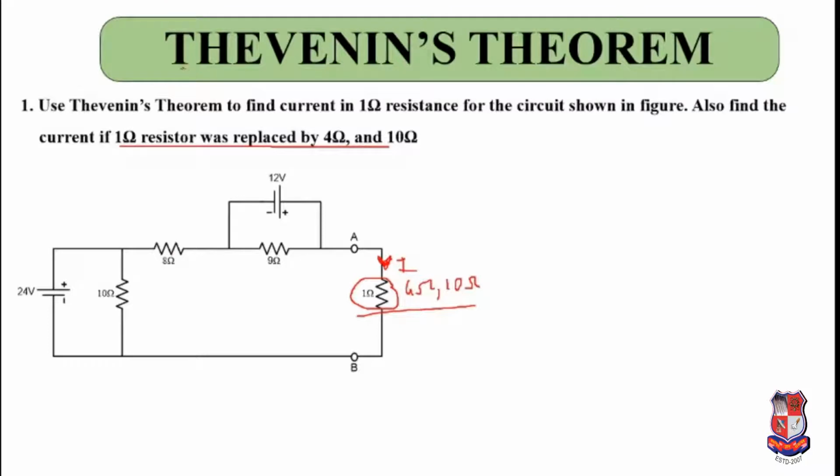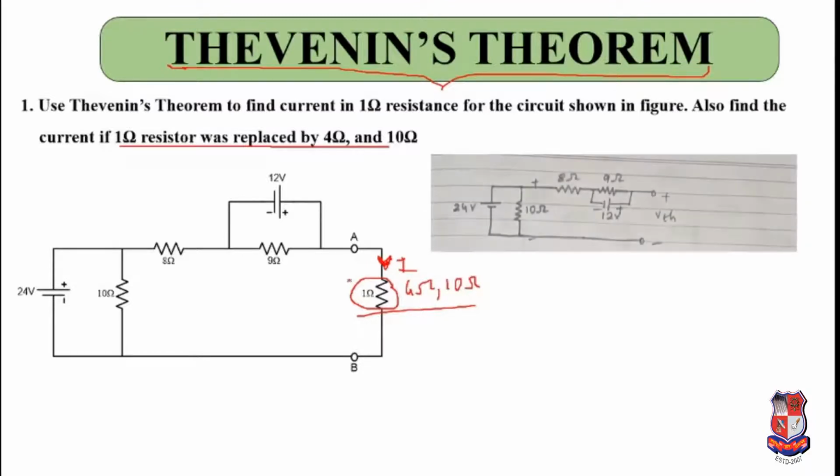But using Thevenin's theorem, the beauty or advantage is that it will give you the answer in one step only, if you know the value of I for 1 ohm. So let us try to solve. As I mentioned in the steps, the first stage is you have to remove the load resistance. So this load resistance is removed, and you will get this circuit.